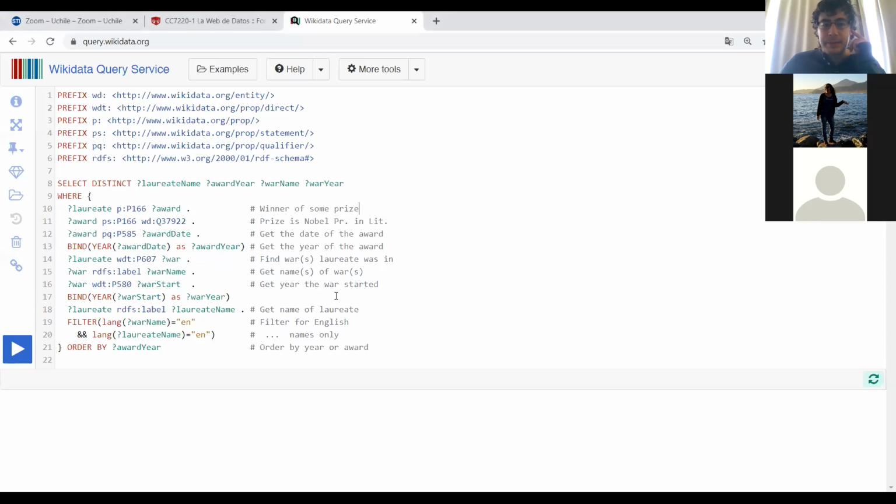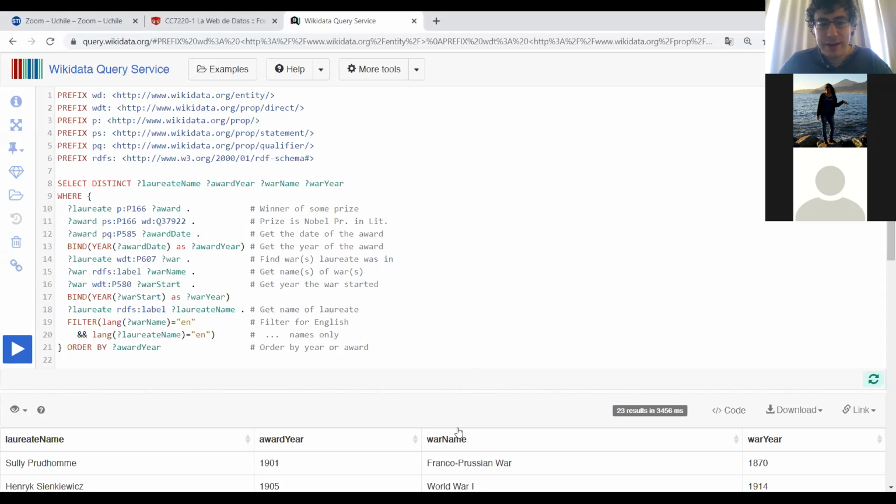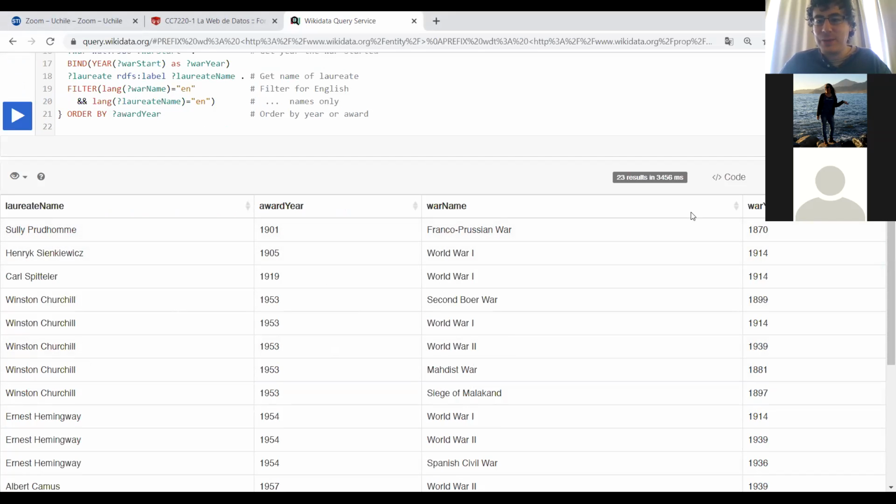So let me see if I can quickly switch to share. Yep, share my browser. So we have here a query I made earlier. I wasn't going to type it in the class. What is this query looking for? It's the query that we saw in the class. So this is the query for all the Nobel Prize winners in literature that have fought in a war, the year of the award and the year that the war started.